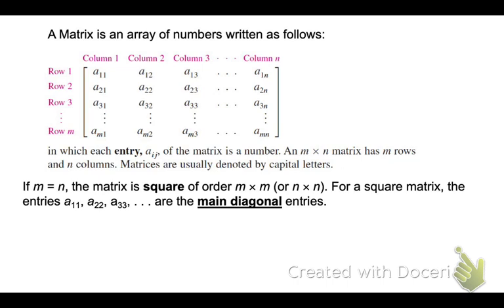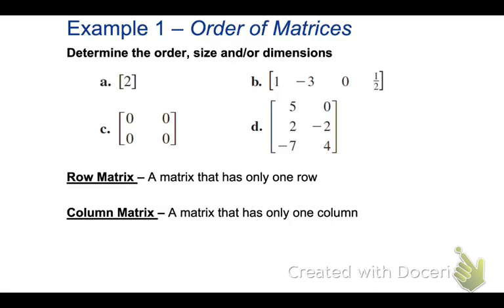Well, we talked about the main diagonal. That's just an introduction. Okay, again, you don't really need to write this down. This is a review, okay? We name them by rows and columns. So, the order, the size, the dimension are all the same. This one has one row, one column.